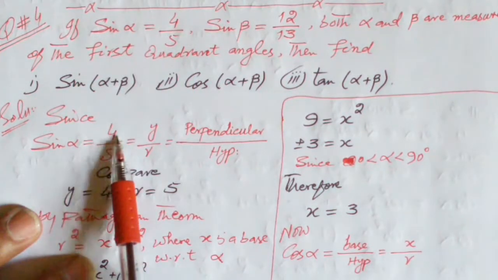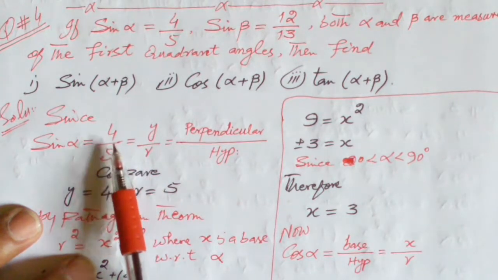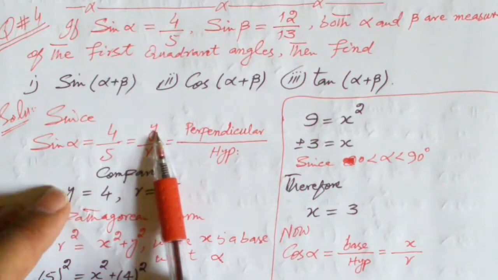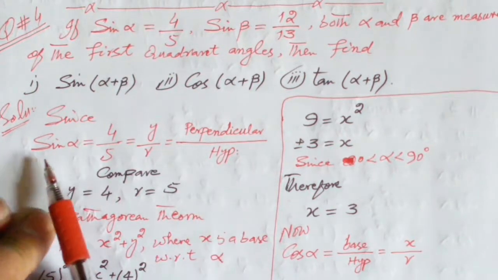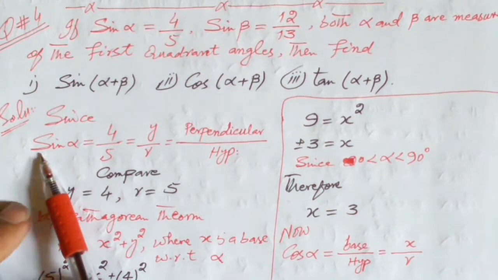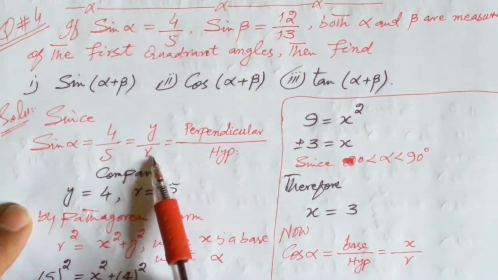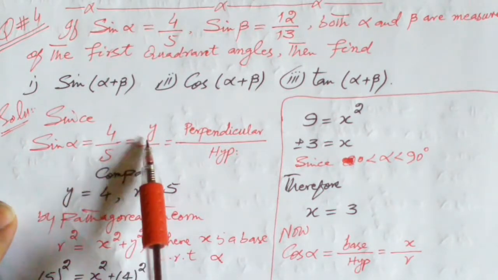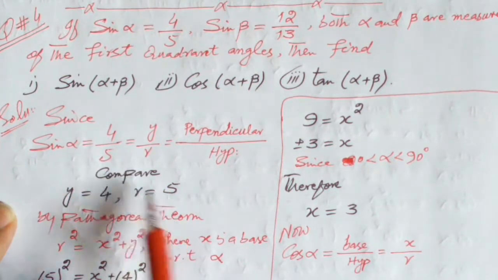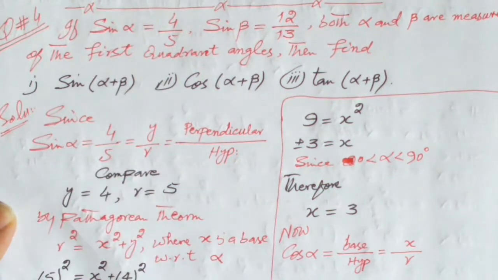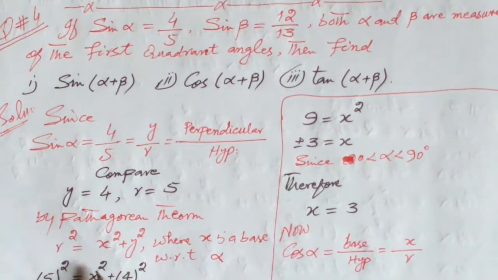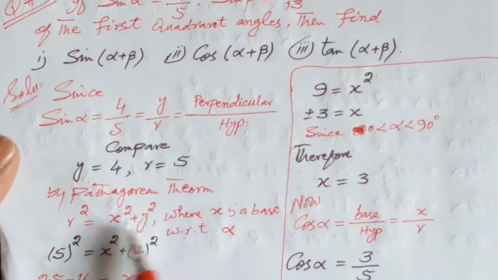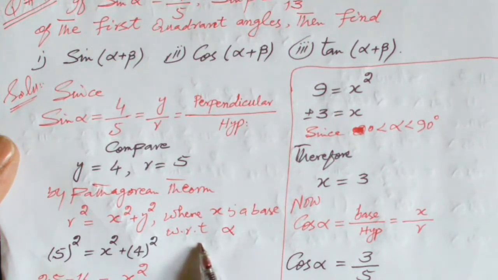Since sin alpha is equal to 4 divided by 5, consider that 4 is equal to y and 5 is equal to r. Y will be perpendicular and r is the hypotenuse according to the definition of sine function. First we have to calculate the base. So compare these two equations. We have y is equal to 4 and r is equal to 5, where y is perpendicular and r is the hypotenuse. By Pythagorean theorem, we have r square is equal to x square plus y square. Y is the perpendicular, x will be the base with respect to alpha.